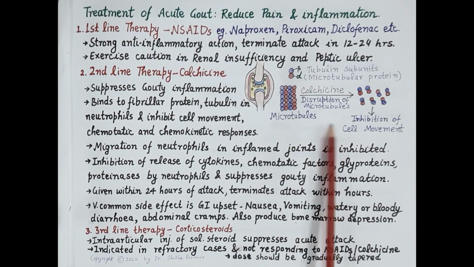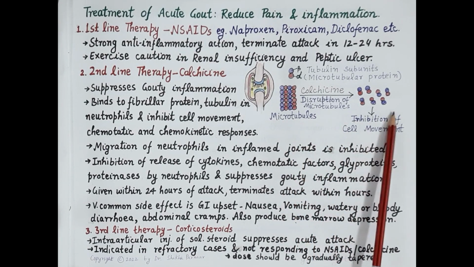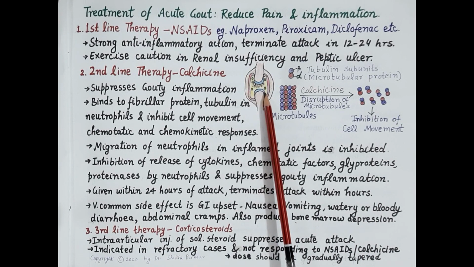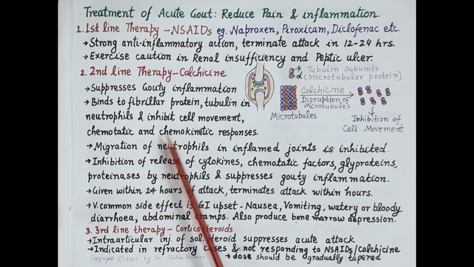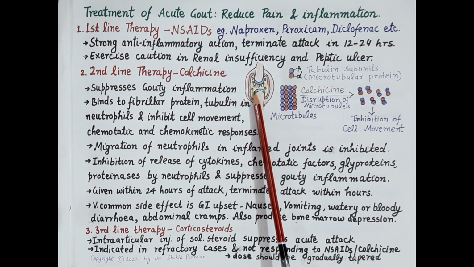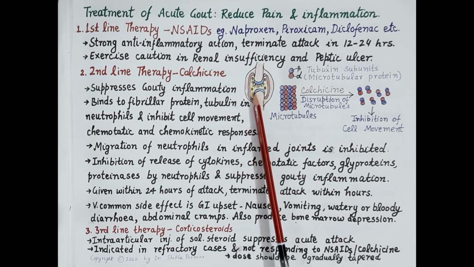So, as shown in the figure, microtubules break and separate into tubulin. So, movement of neutrophils is inhibited. Now, neutrophils are unable to migrate in the inflamed joints. So, there is inhibition of chemotactic and chemokinetic responses. So, migration of neutrophils in response to release of inflammatory mediators, that is cytokines, is inhibited. So, now the neutrophils do not migrate in the inflamed joints.